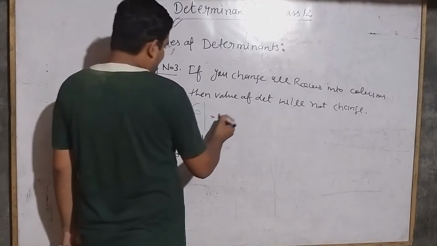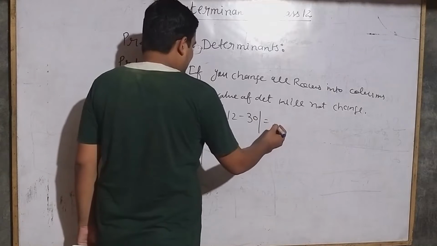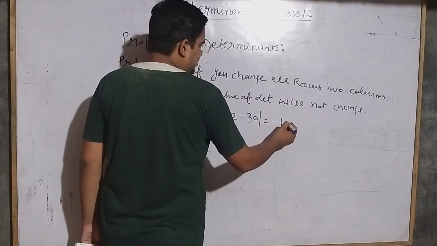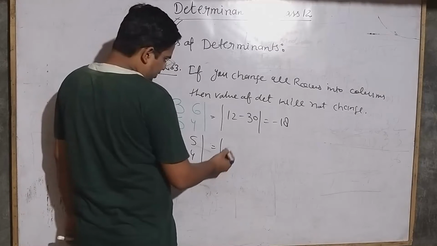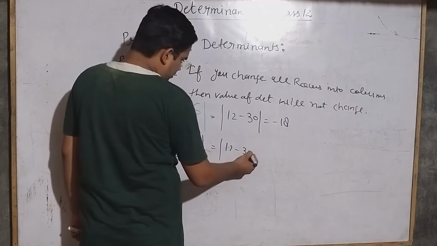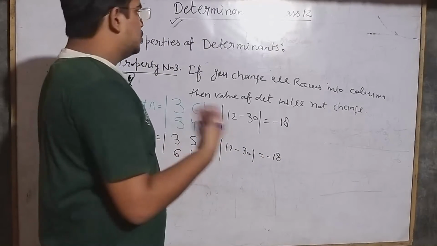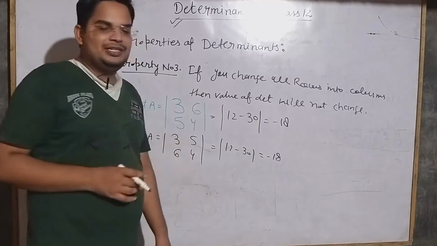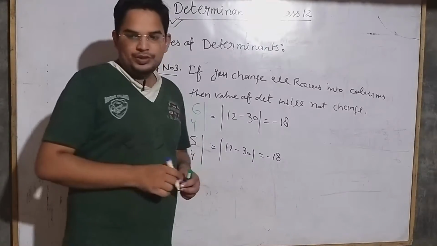If I expand it, what I get is 4 times 3 is 12 minus 30. 12 minus 30 becomes minus 18. After this, if I look at the original one, 3 into 4 is 12 minus 6 times 5 is 30. 12 minus 30 becomes minus 18. So you can see, if I change all the rows into columns, then the value of that determinant will not change. It is also true for 3 by 3 determinants.